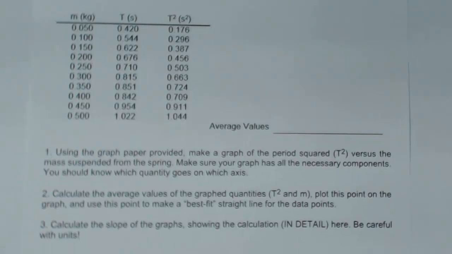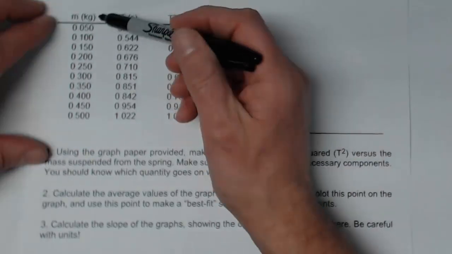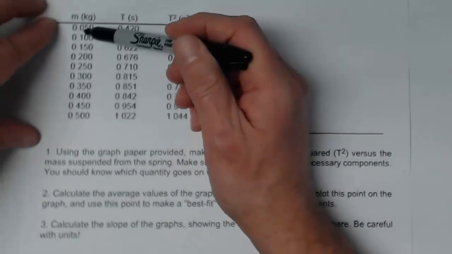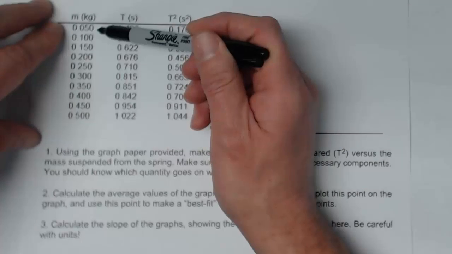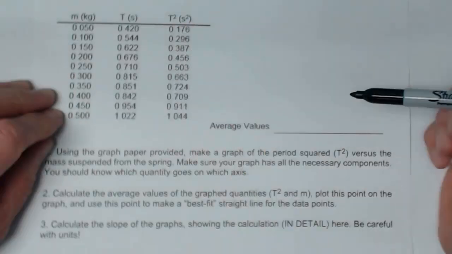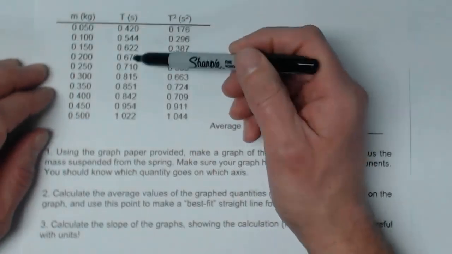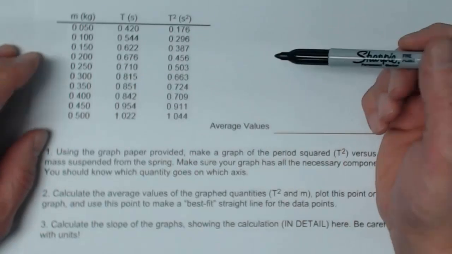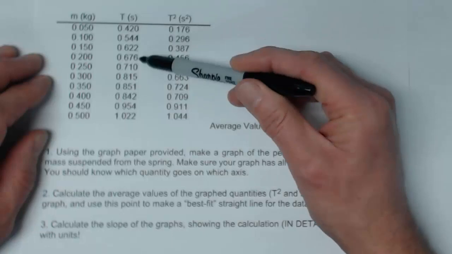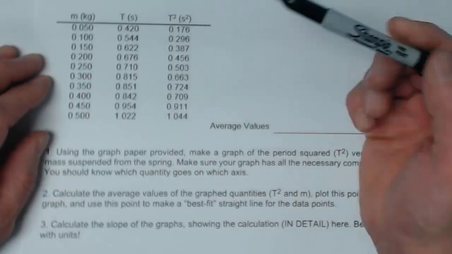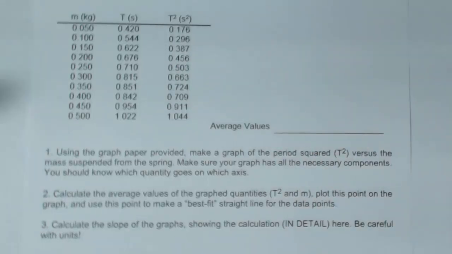Now you can see the data that we might gather for an experiment like this. We have the mass coming down this column. We went from 50 grams to 500 grams, or 0.050 kilograms, up to 0.500 kilograms. We measured the period, but we're not actually going to be using the period. We'll be using the period squared. So I squared all of these numbers to generate these numbers here. And these are directions that might be given in a lab.